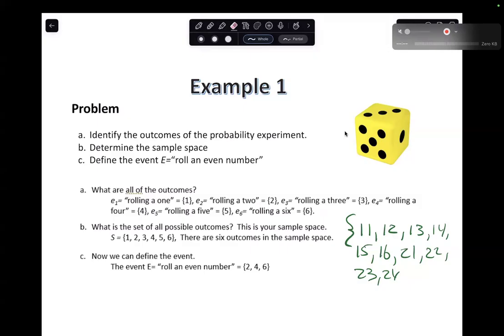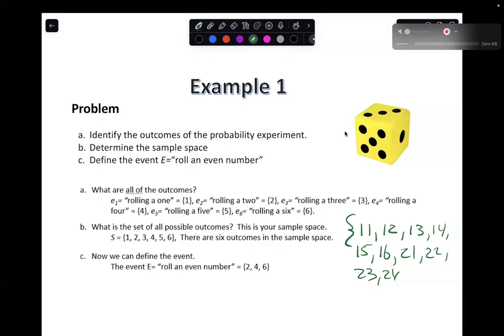So if I asked you, well, I have an example on the next screen, so I'm just going to stop there with that. Then defining the event. Defining the event is what would be a success. So with letter C, it's what would be a success. So if my event is roll an even number, so that big E is an event. If my event is to roll an even number, the successes would be a 2, a 4, or a 6.